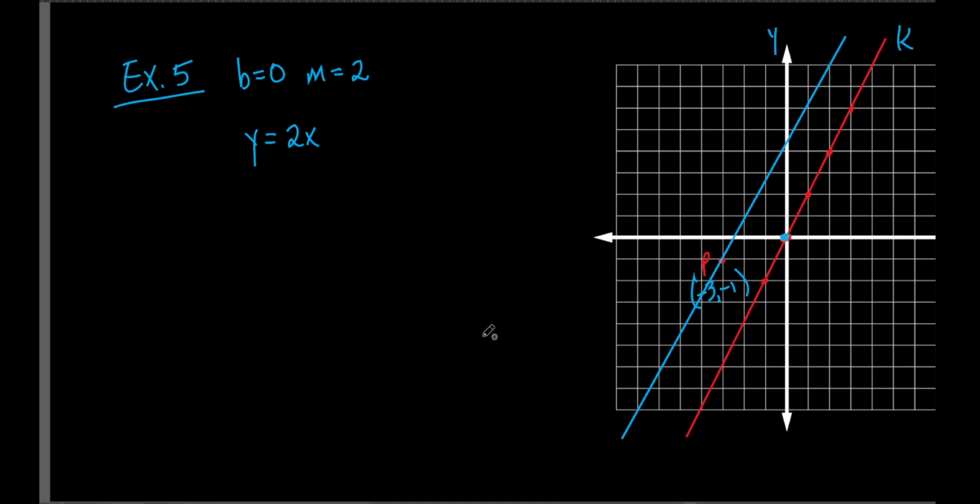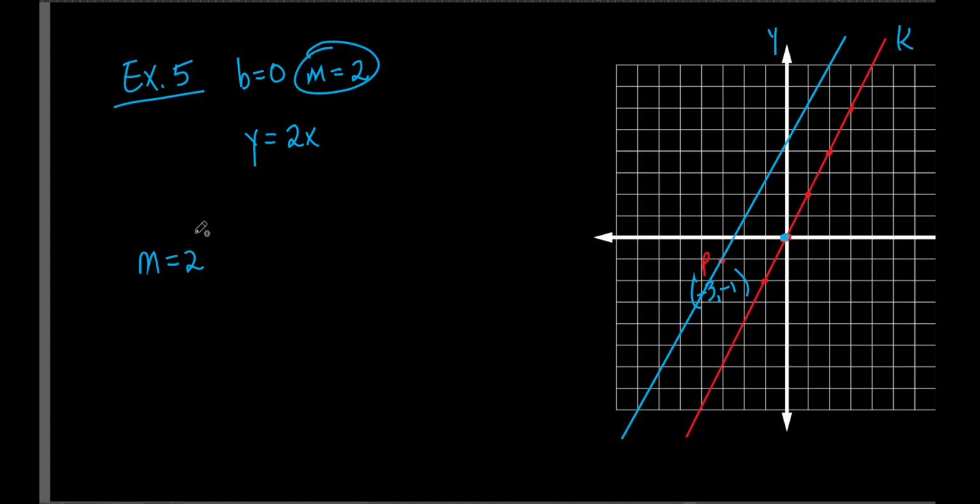But I want to find out exactly what it is. How in the world do I do that? Well, I know the slope of the red line. What's the slope of the red line? It's 2. So what's the slope of the blue line going to be? It's going to be the same thing. Why? Because the lines are parallel. Very good. Okay, so the blue line, I know the slope. I know the slope is 2.